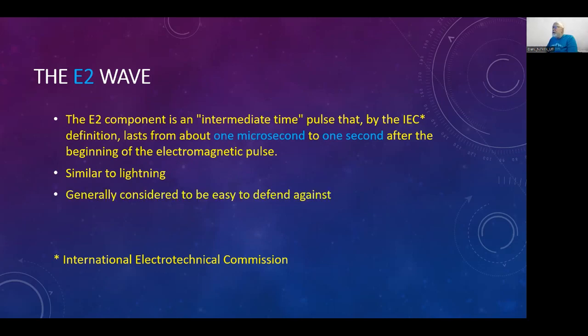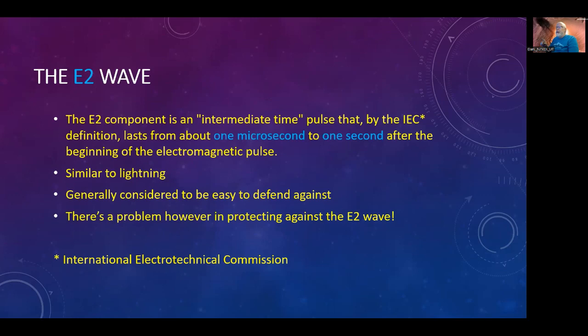Because of the similarities to the lightning-caused pulses and the widespread use of lightning protection technology, I mean, we already have that, the E2 pulse is generally considered to be the easiest to protect against. But here's a problem. And we're going to talk about what that problem is in protecting against the E2 wave.